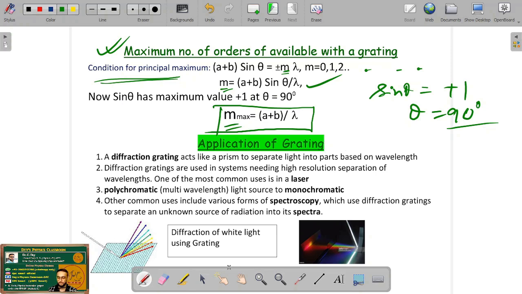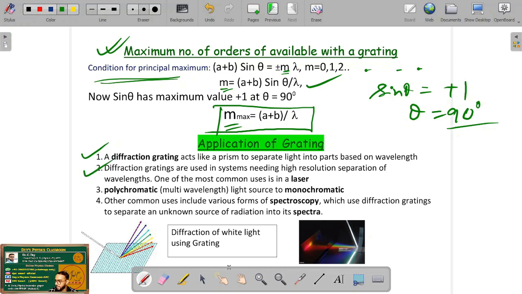Now what are the applications of this grating? First of all, the diffraction grating acts like a prism-like device that is used to separate light into several parts. How a diffraction grating acts like a prism and separates light into parts, I will discuss in the next video. There I will discuss the resolving power of a grating and the conditions that should be satisfied by a device to resolve a spectrum, etc. For now, you just need to know that a diffraction grating acts like a prism to separate light into several parts based on wavelength.